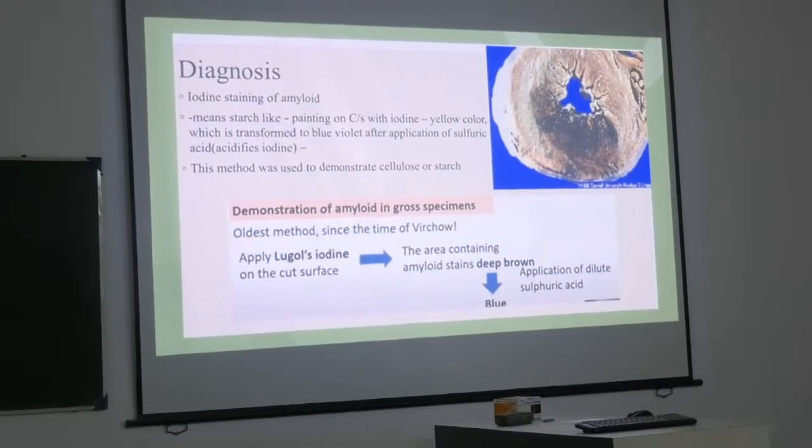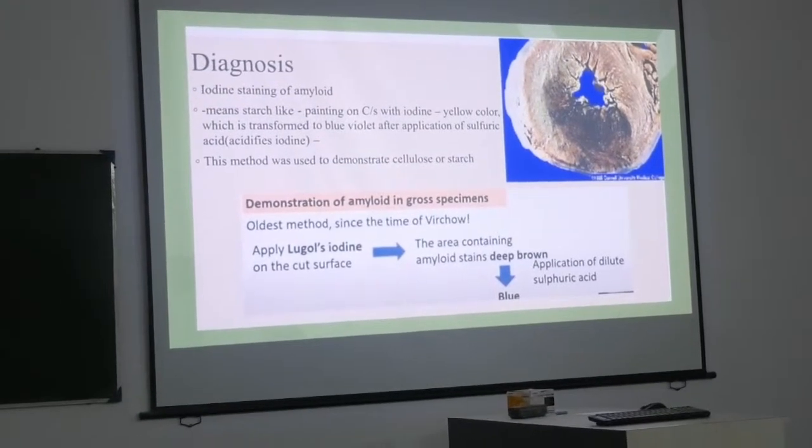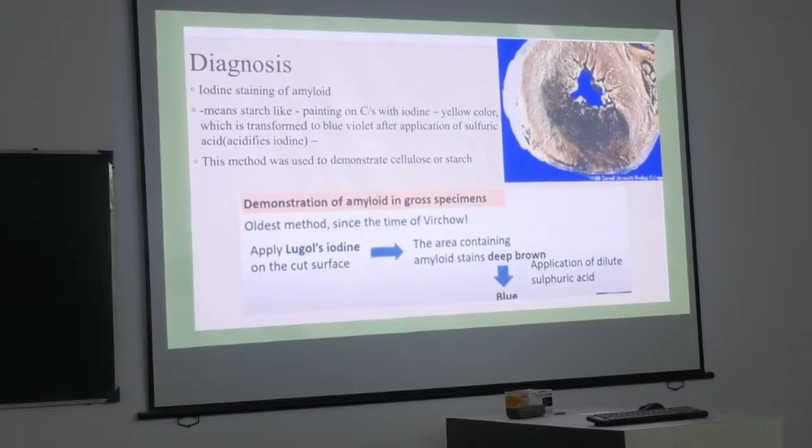Iodine staining of amyloid. Apply Lugol's iodine on cut surface. The area containing amyloid stains deep brown. ঠিক আছে, this is the way to demonstrate amyloid in gross specimen. First apply Lugol's iodine, then add diluted sulfuric acid, so there is blue coloration of the affected part. This test is not done nowadays.